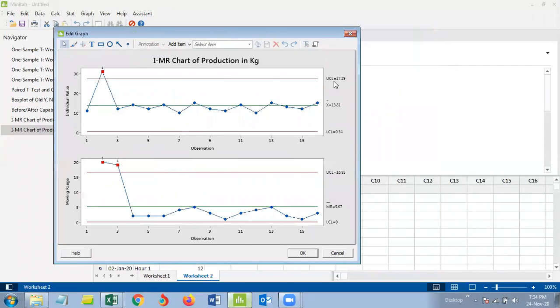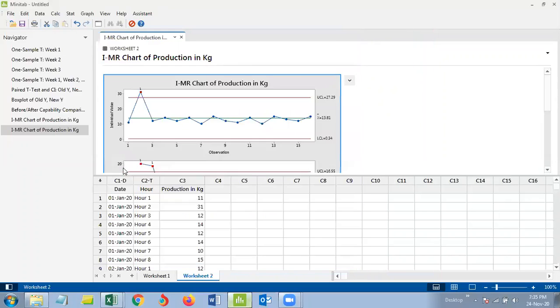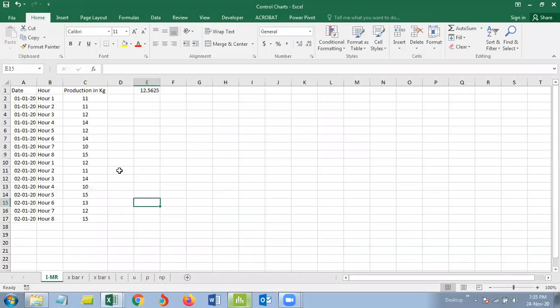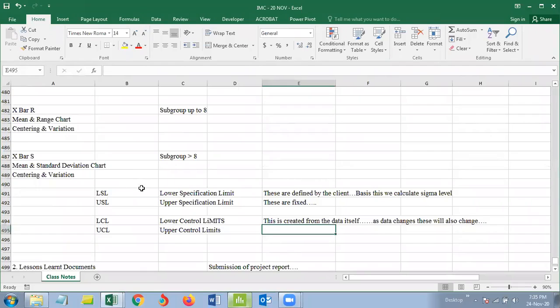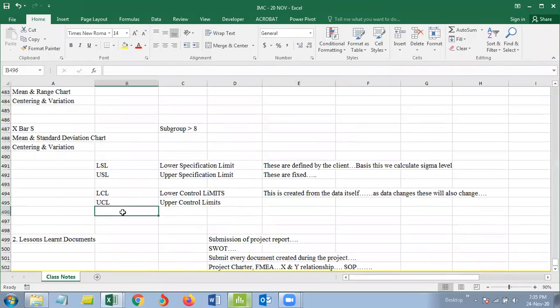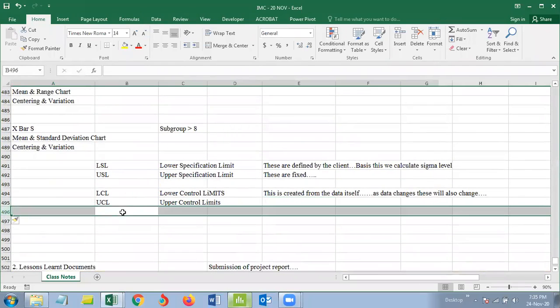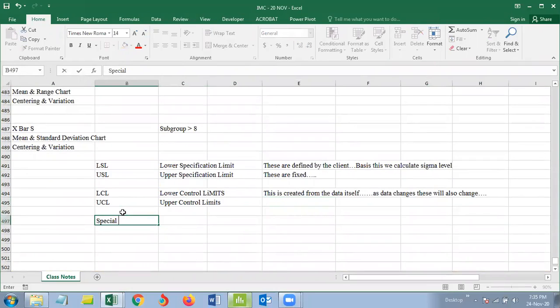See, the control limits have changed because my data has changed. I changed the data. Now I can see some red dots. Red dots, red dots. That is what we are going to be checking. When we look at red dots, these are called special cause. The purpose of having a control chart is to identify these red dots. These are called special cause variations.